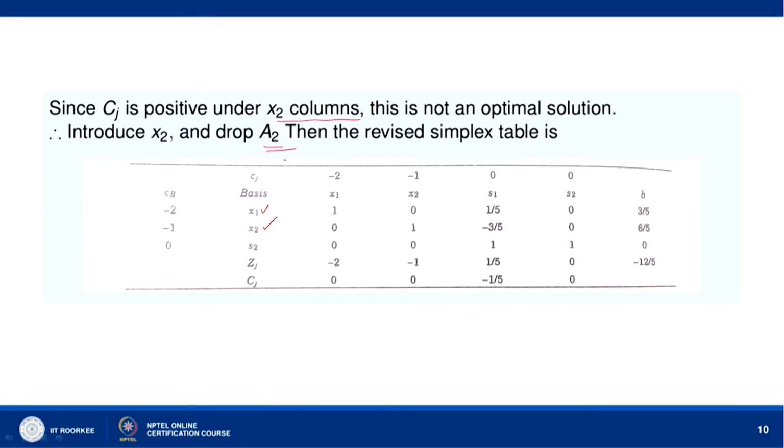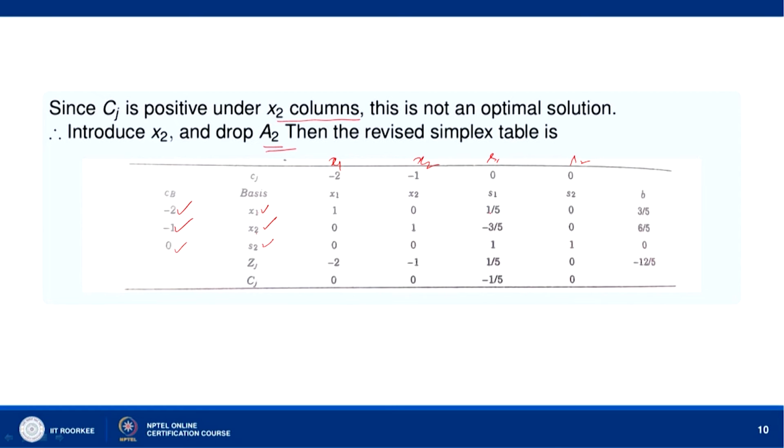So, x1, x2, s2: the coefficient of x1 is minus 2, the coefficient of x2 is minus 1, the coefficient of s2 is 0. So, now our basic variables are x1, x2 and s2. This is x1, this is x2, this one is s1, s2. The columns corresponding to the artificial variables a1, a2 are not there. Now, we have the new simplex table, in which we have 1, 1.